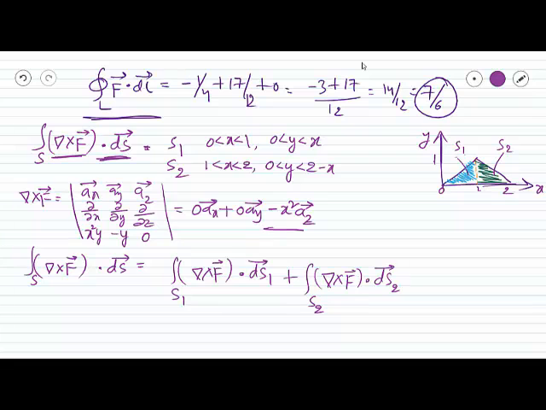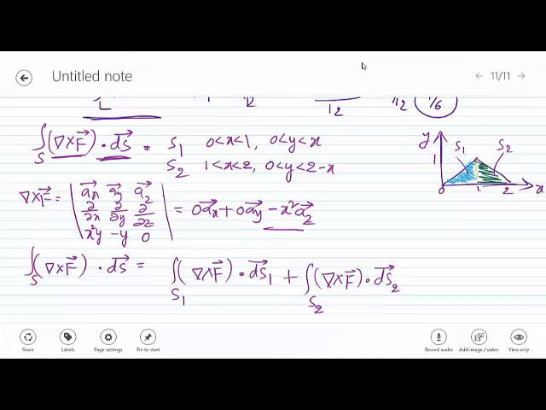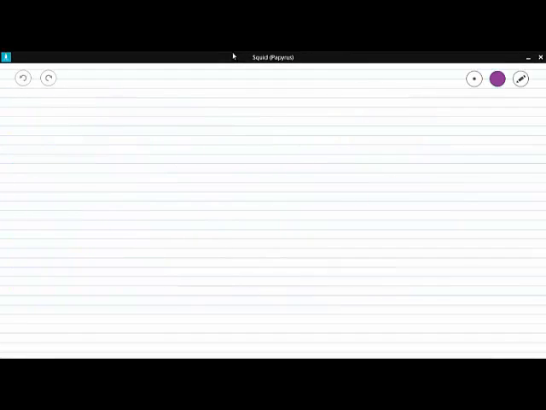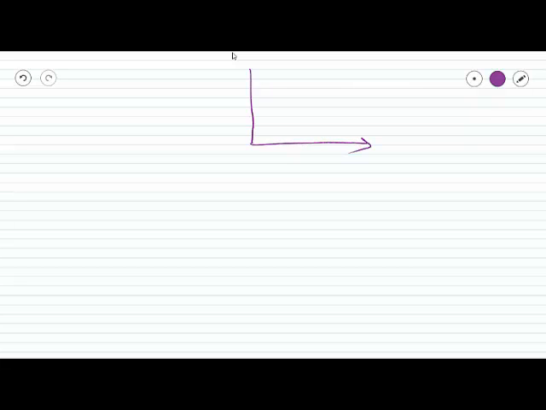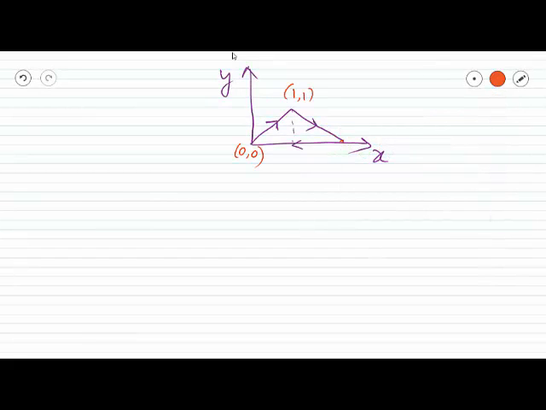Now let us see this figure carefully. Let me take a new page and draw the diagram again. This is the x direction, this is the y direction, and this is the path we have, and this is the direction of the path given. Now indicate the coordinates: this is (0,0), this is (1,1), this is (2,0). To decide the direction of dS bar, we have to consider in which direction these paths have been taken. If you take the first path, the starting point is (0,0) and the ending point is (1,1).